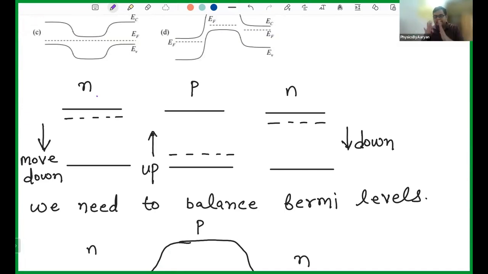Now when I connect them, what will happen? The Fermi energy level will become the same. In order to make the Fermi energy level the same, do you agree that this has to come down, this has to go up, and this has to come down? So you have three buckets of water. So this will happen. Both of these will come down, and this will go up.